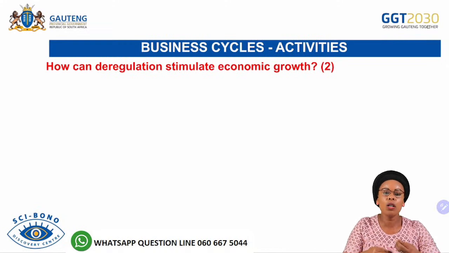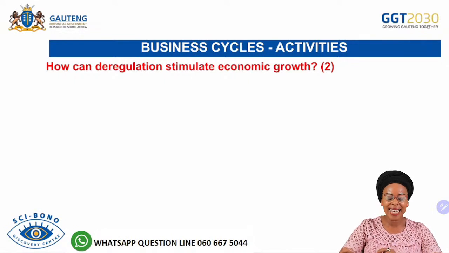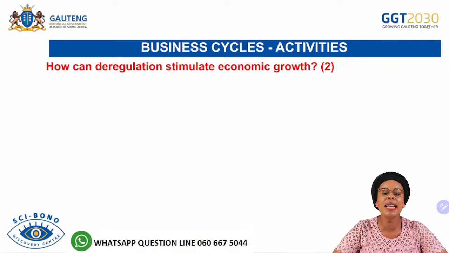Then we also have short questions of a middle order for 2 marks. So 2 marks might seem like it is too little, but we want you to practice the short questions of 2 marks of middle order so that you gather more marks. For example, how can deregulation stimulate economic growth?